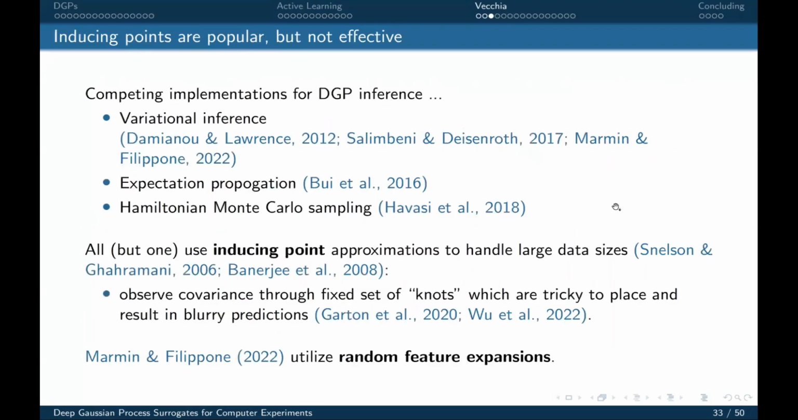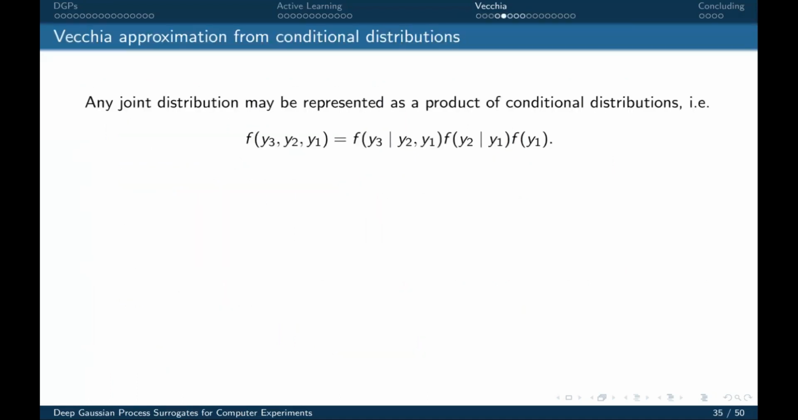So the Vecchia approximation, I'll skip this slide again for time. Other people have done other things, but I think they're not as good as the Vecchia approximation. So what is the Vecchia approximation?